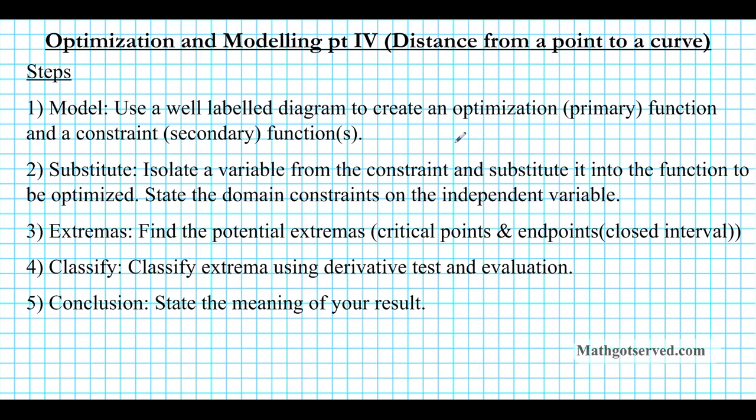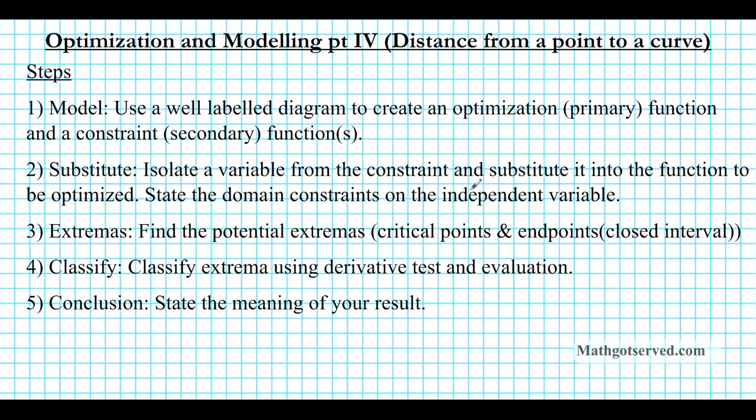Step 2, you're going to substitute. You isolate the variable from the constraint and substitute it into the function that's to be optimized. You also state the domain or constraints of the independent variable you have in your resultant equation.